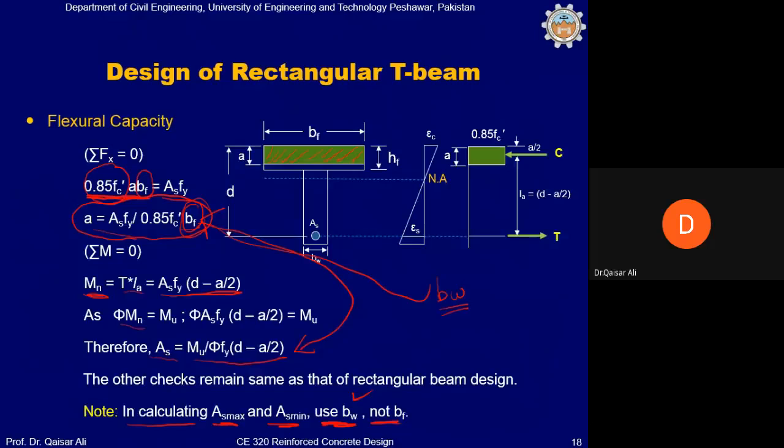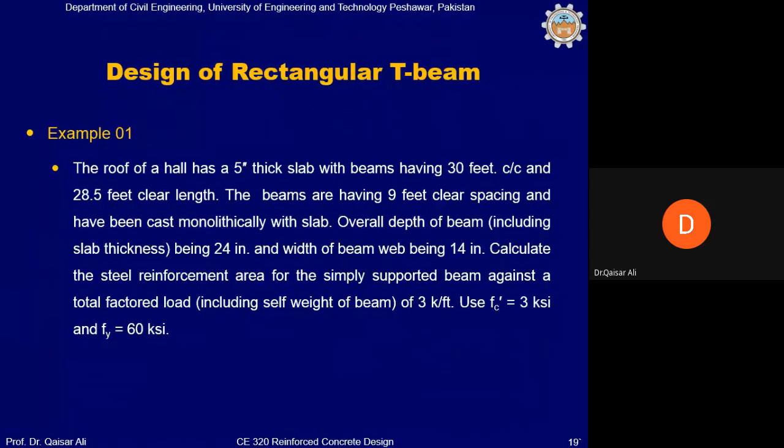Okay, let's see the example. There is one example now. Look at the example carefully, and then I would like that you solve this example yourself and give me your feedback within 10 minutes. You can discuss it among yourselves if you have access to other students. Listen to the statement of this example carefully, and then I hope this is very easy, you can solve this example yourself.